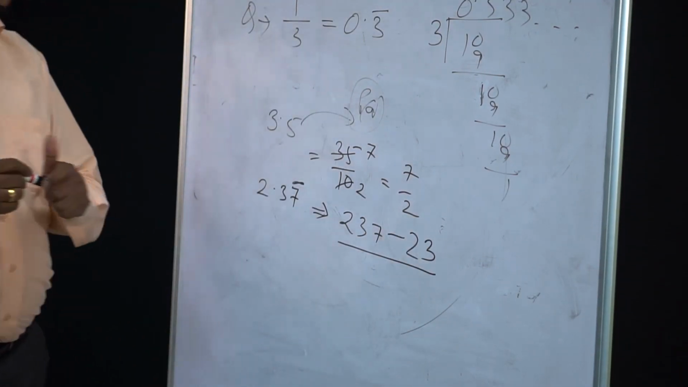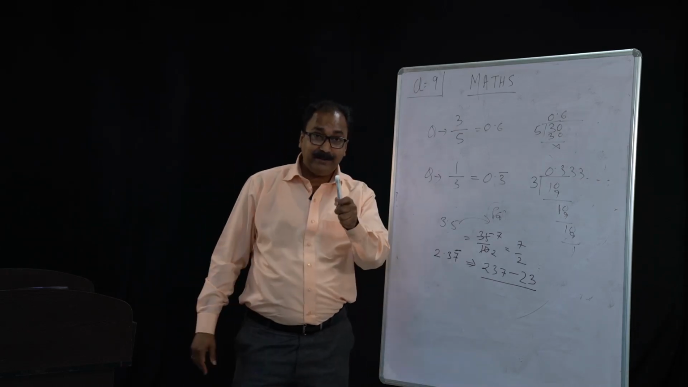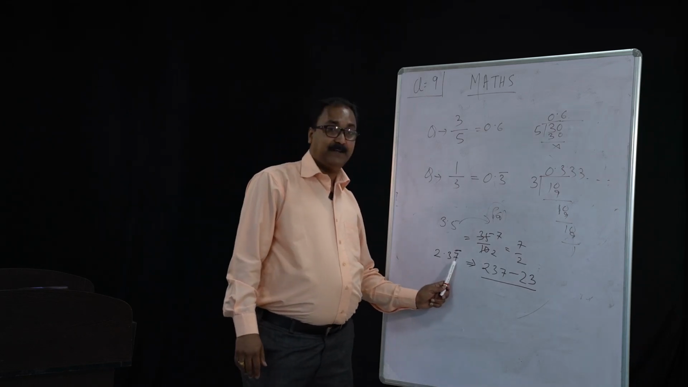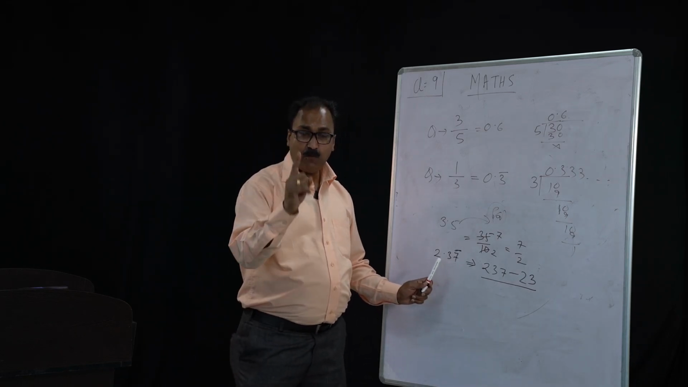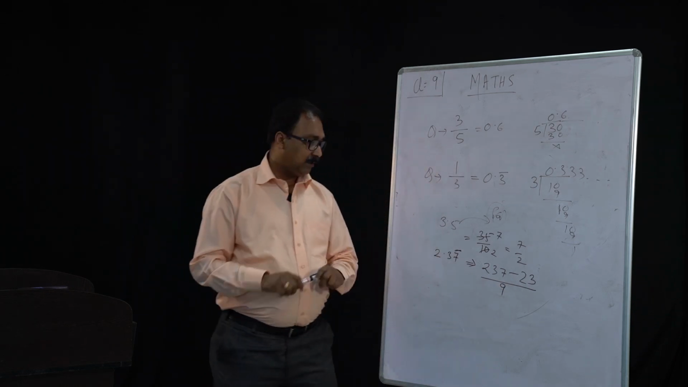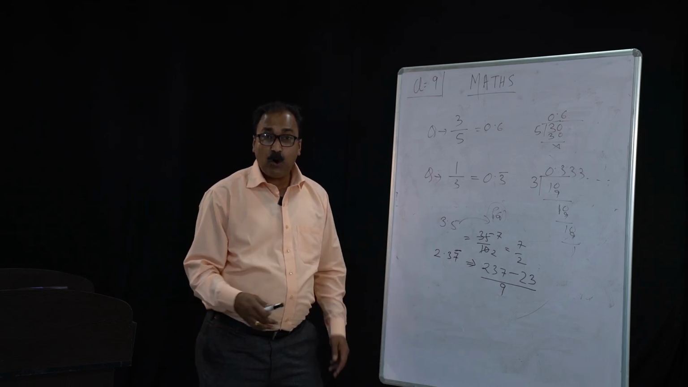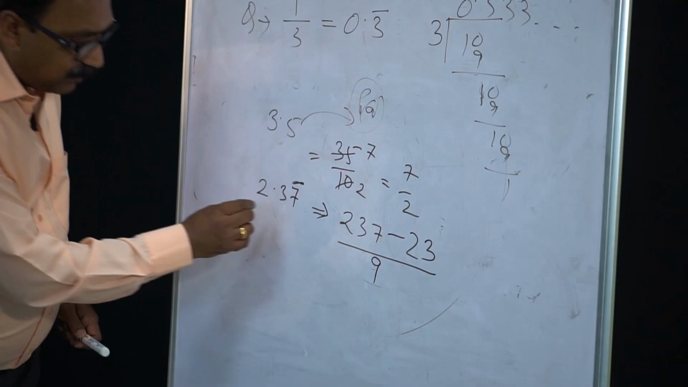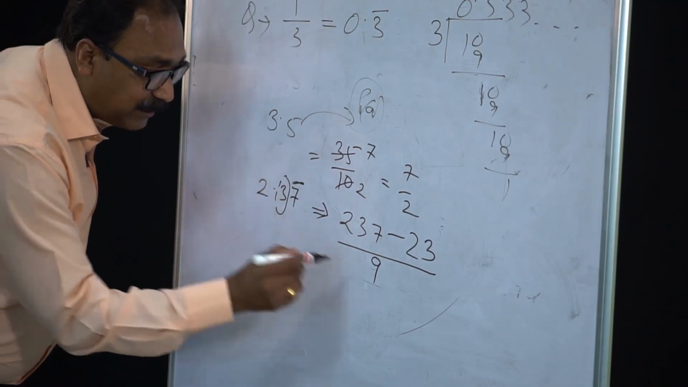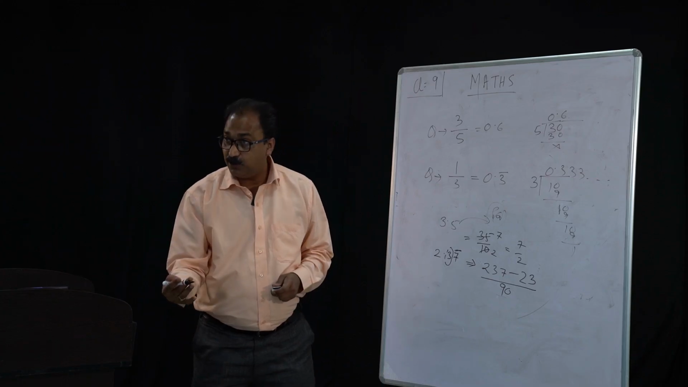Clear? Now for dividing by, you have to write as many 9s as the numbers which are repeating. How many digits are repeating? Only one digit is repeating. That's why only one 9. Clear? Now how many digits are not repeating just after the decimal? These digits are not repeating just after the decimal. Look at this. So that means that many zeros. If 3 digits are not repeating after the decimal, that many zeros you have to put.